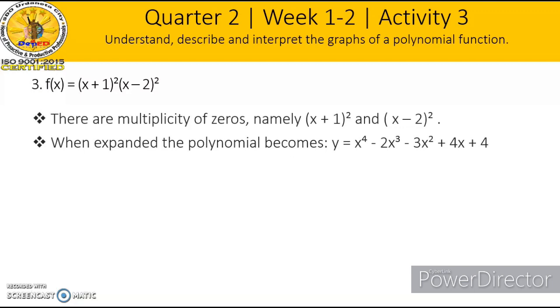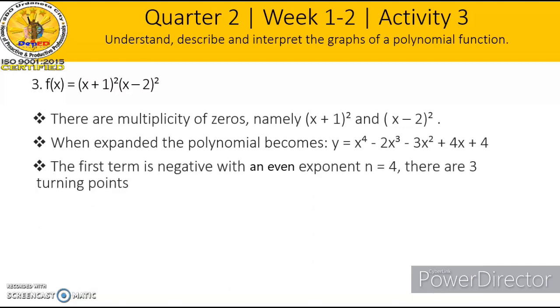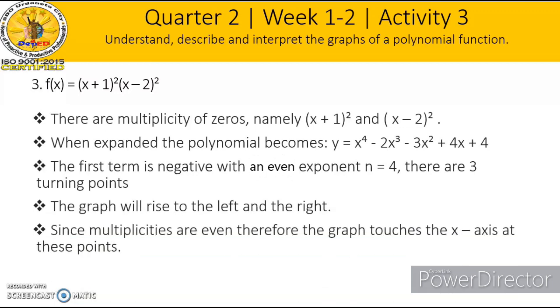But since we are only interested in the first term, we have an even exponent. n is equal to 4. Therefore, there are 3 turning points. The graph will rise to the left and right. Since the multiplicities are even, therefore the graph touches the x-axis at this point.